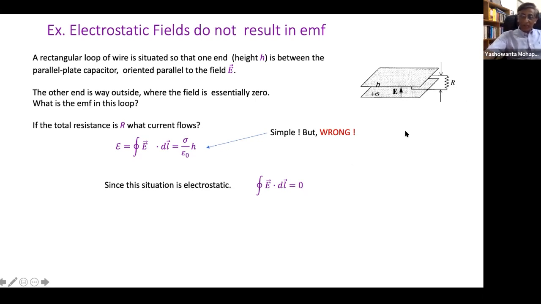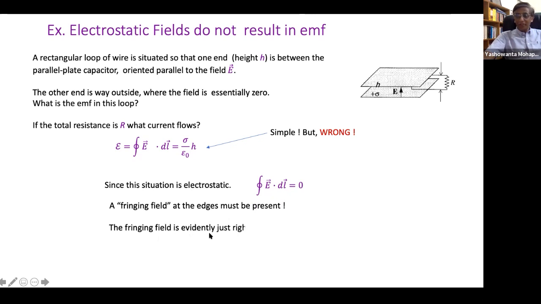Because the field is 0 here. But remember, although the field is 0 here and there is field inside, that doesn't mean there is no field somewhere in between also, and that field is not really vertical. Hence the solution is that a fringing field at the edges must be present. Obviously it is present, and the fringing field is evidently just right to kill off the contribution from the left end of the loop. And hence this is still the paramount law.